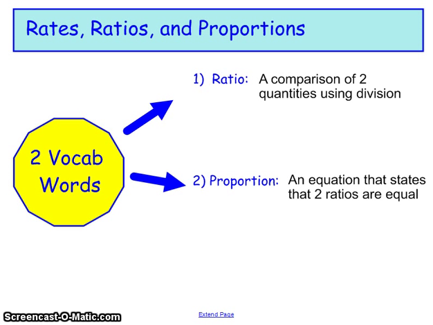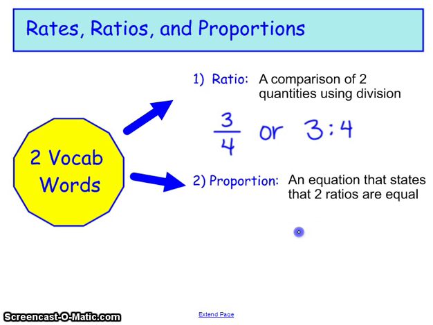So if we were going to talk about the ratio of 3 to 4, what we would do is take 3 and divide it by 4, like a fraction. The other way you can write a ratio is with a colon. So 3 and then a colon, those two dots, like this. This both means 3 compared to 4 using division. So 3 divided by 4 is 0.75.